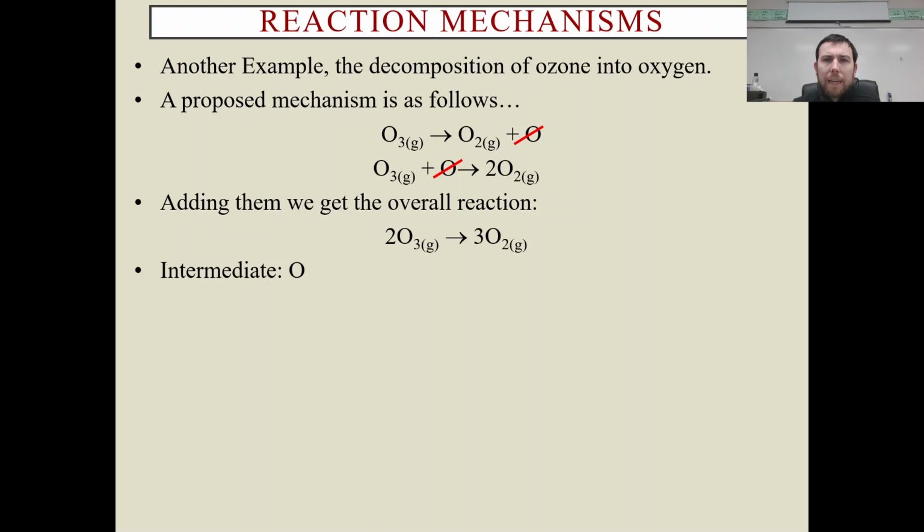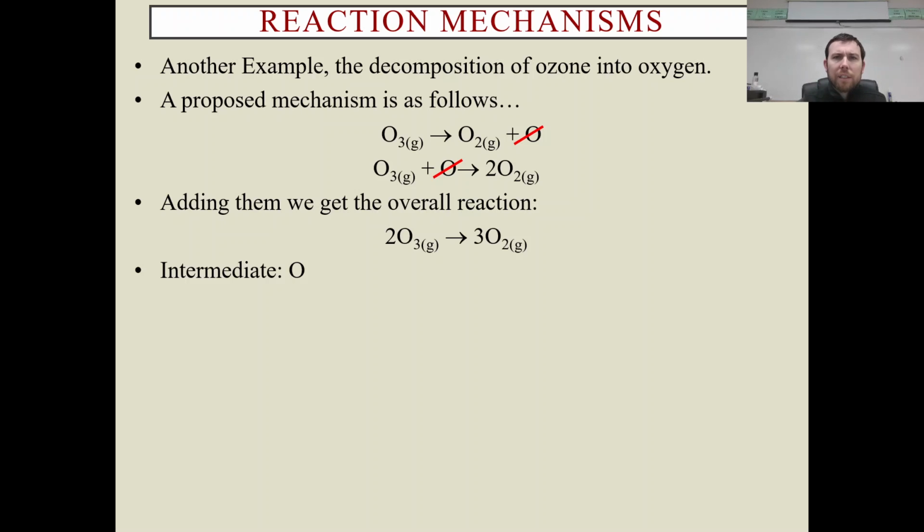Now when you add everything together, you end up with two ozones producing three oxygen gases, and that's just by simply adding together the two elementary steps that were provided. And then our intermediate in this case is that free radical oxygen, that oxygen that isn't bonded to itself. Pretty straightforward, I think.